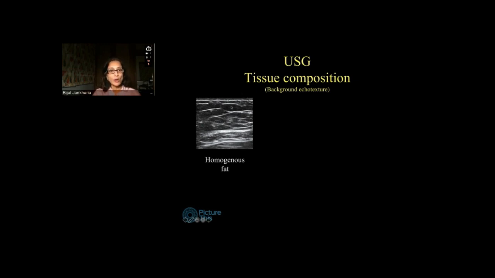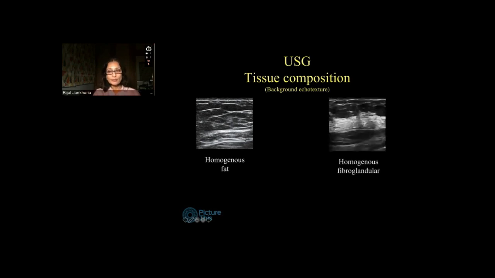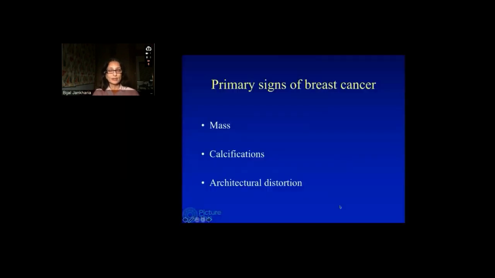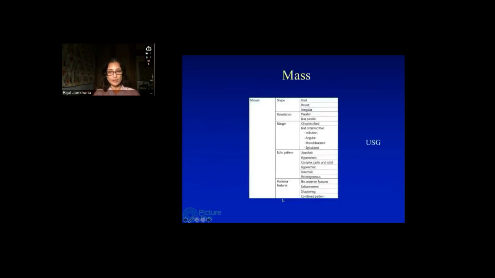So you can see fat all the way almost from the skin to the pectoralis muscle. This is homogeneously glandular, and this is heterogeneous. The glandular tissue here is pretty heterogeneous. We go on to primary signs of breast cancer, and these are masses, calcifications, and architectural distortion, mainly on mammography. On ultrasound, it is mainly masses, though we will talk a little bit about both these entities on ultrasound.